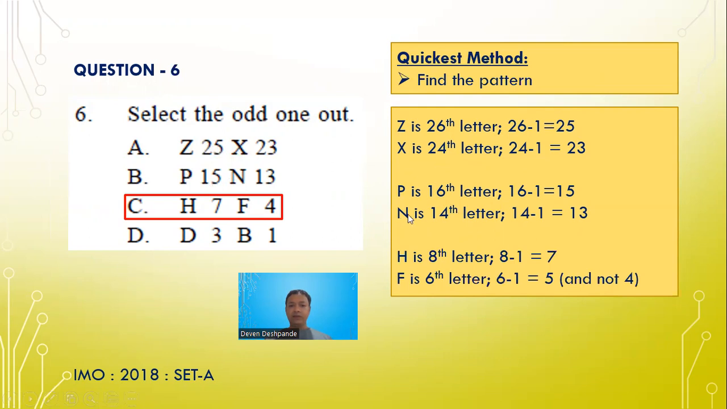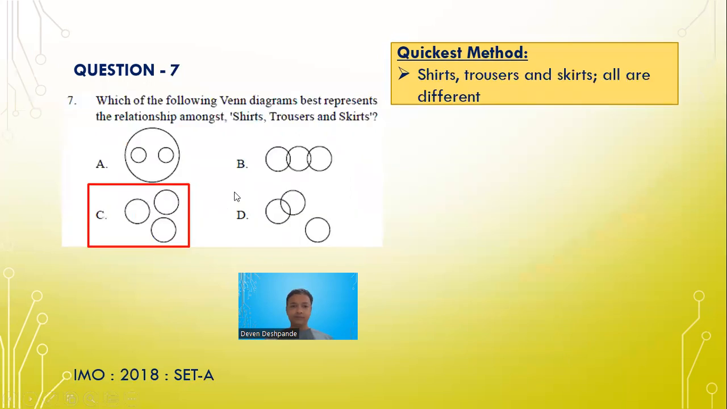P 15. N is the 14th letter. 14 minus 1 is 13. N 13. H is the 8th letter. 8 minus 1 is 7. H 7. F is the 6th letter. 6 minus 1 is 5. Isn't it? It is not 4. So option C is the odd one out.